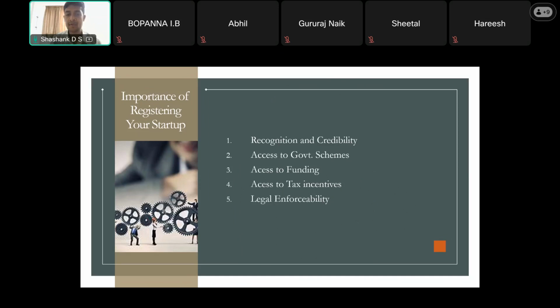The last part is very important: legal enforceability. In case of any dispute with your customers or vendors, and when a legal battle arises, registering your startup is inevitable. Otherwise, the court will not accept your application for filing a case, and your application itself will be dismissed. There will be no opportunity to file a case against any vendors or customers in case of any legal disputes.